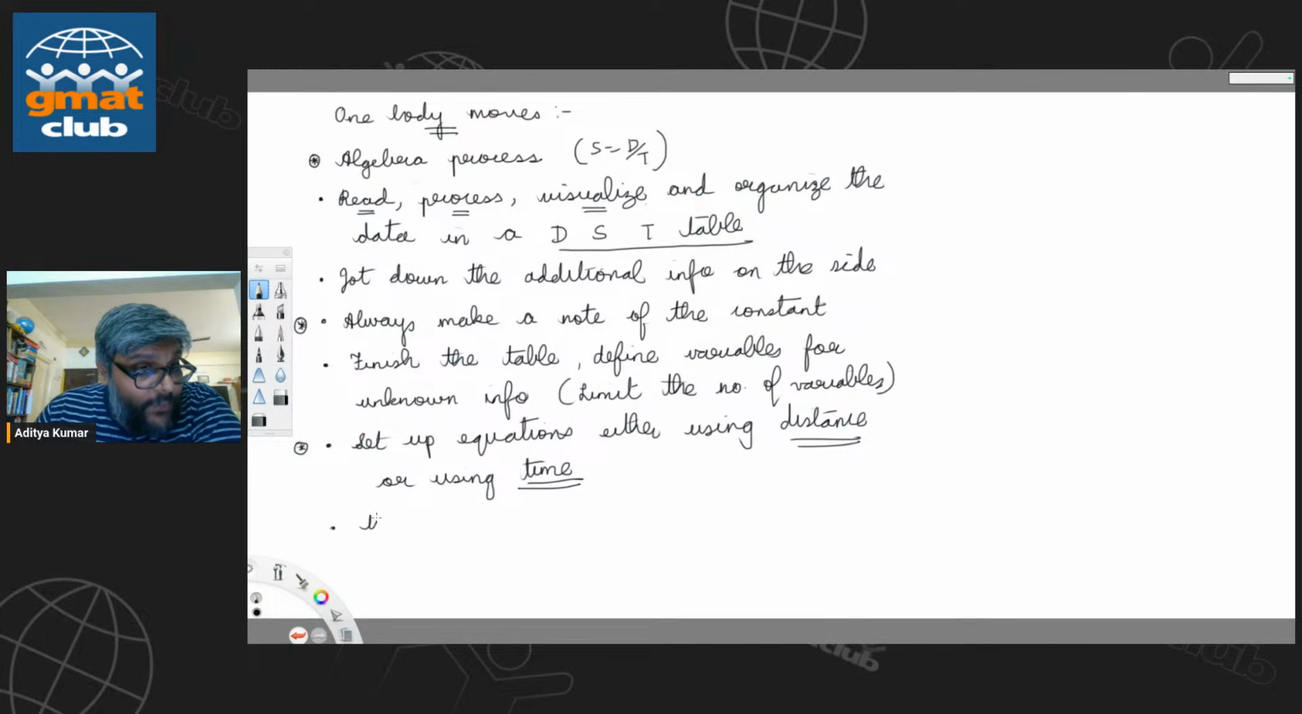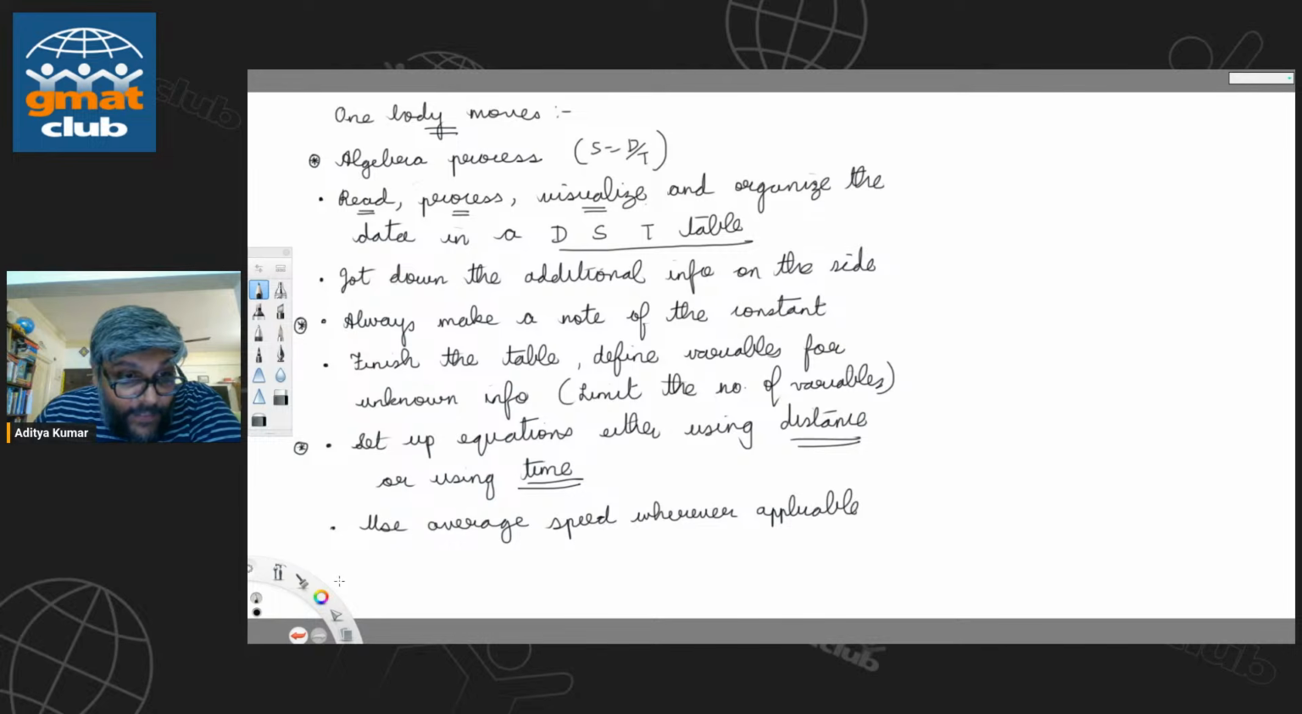You can also make use of average speed wherever applicable. And where will it be applicable? When I have information given to me that I can make use of average speed. What is the information that I require for me to make use of average speed? I will need the total distance given to me and the total time given to me. In that case, I can make use of the average speed and work my way through.